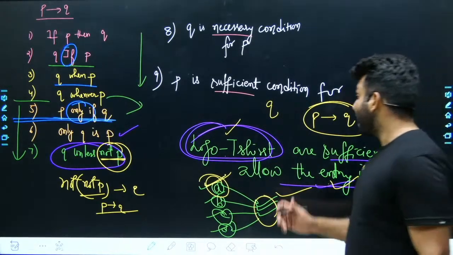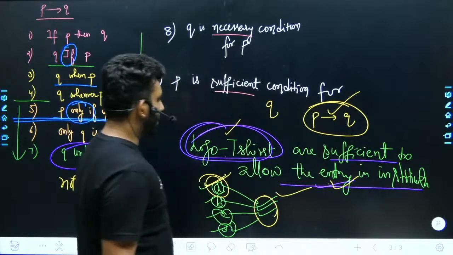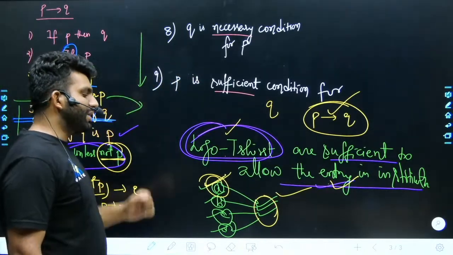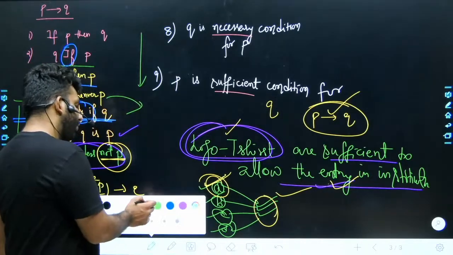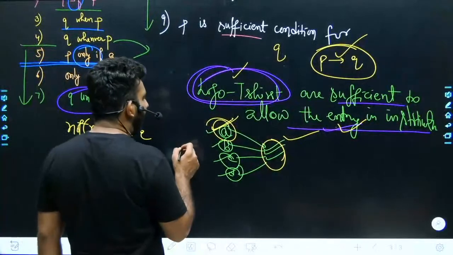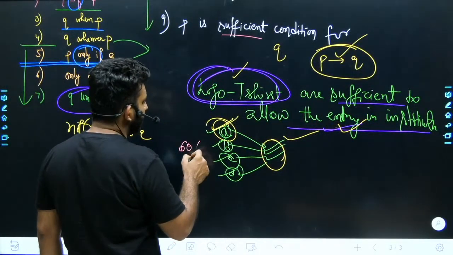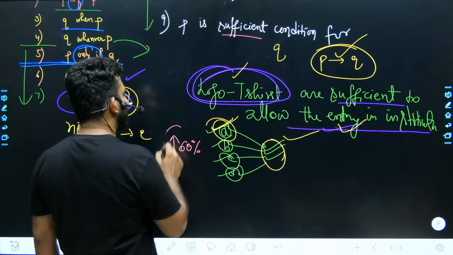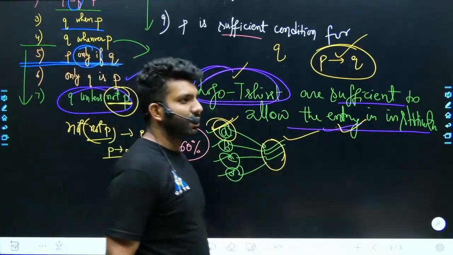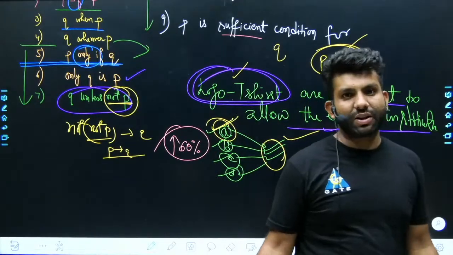Okay, so that means P implies Q. Now, what was the difference with the necessary condition? A necessary condition, for example: you need to have more than 60% in your graduation. That's a necessary condition for the MTech.